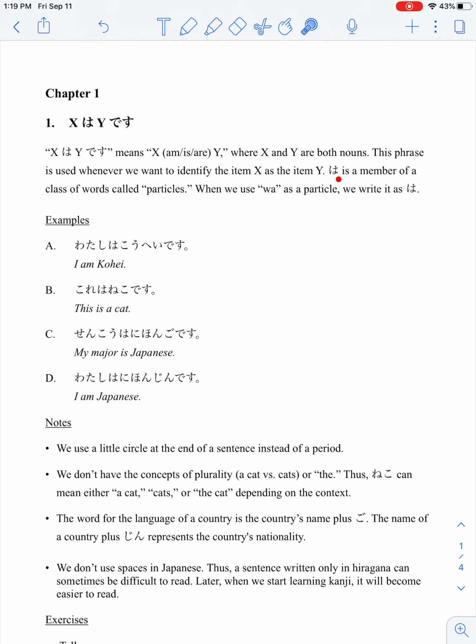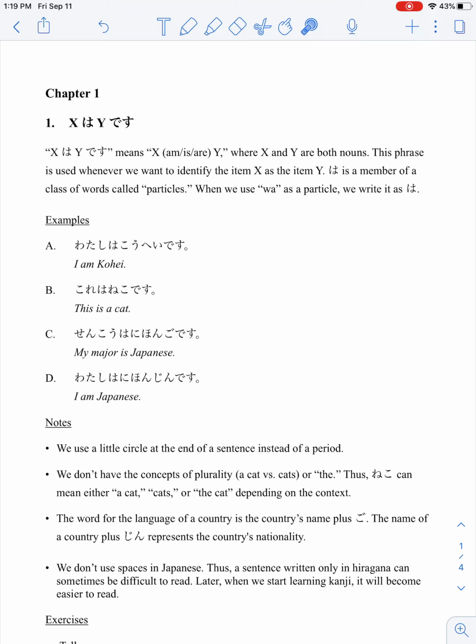Wa is a member of a class of words called particles. And when we use wa as a particle, we write it as hiragana ha by convention. Okay, so this is hiragana ha, but when it's a particle, we read it as wa.